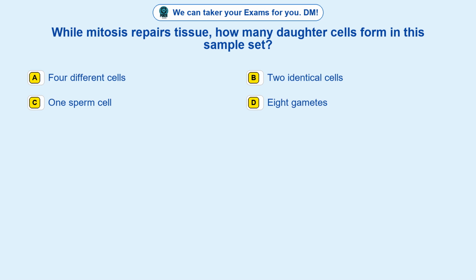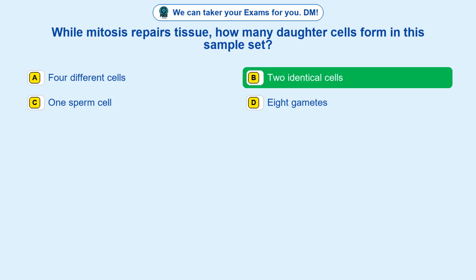Question 24. While mitosis repairs tissue, how many daughter cells form in the sample set? Option A. 4 different cells. Option B. 2 identical cells. Option C. 1 sperm cell. Option D, 8 gametes. The correct answer is option B.